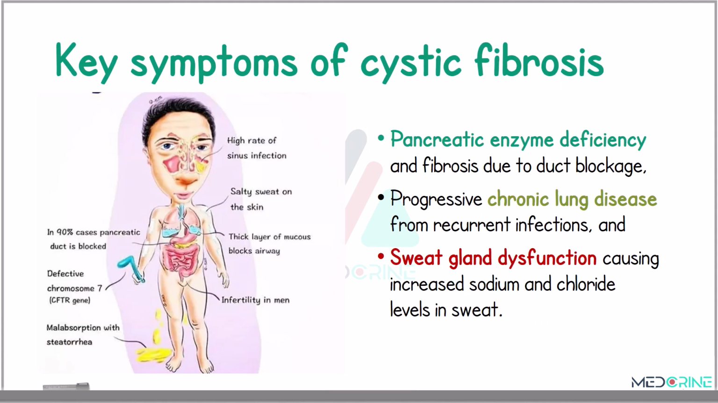Some of the key symptoms of cystic fibrosis are related to pancreatic enzyme deficiency and fibrosis due to a duct blockage, a development of a progressive chronic lung disease from recurrent infections, and a sweat gland dysfunctioning. This sweat gland dysfunctioning causes increased sodium and chloride levels in sweat.